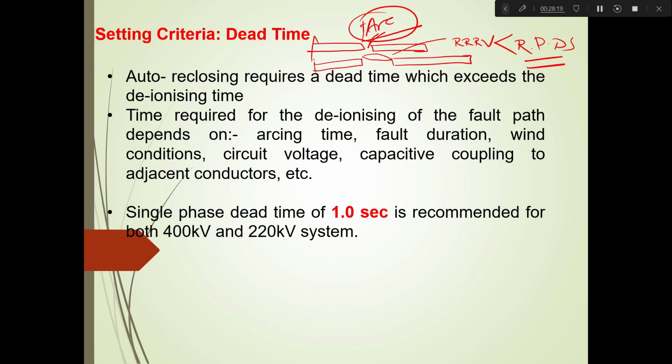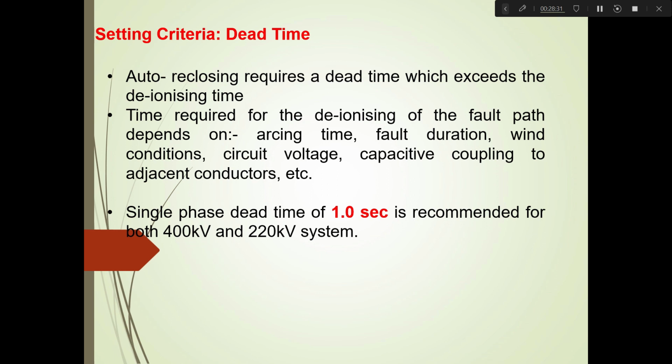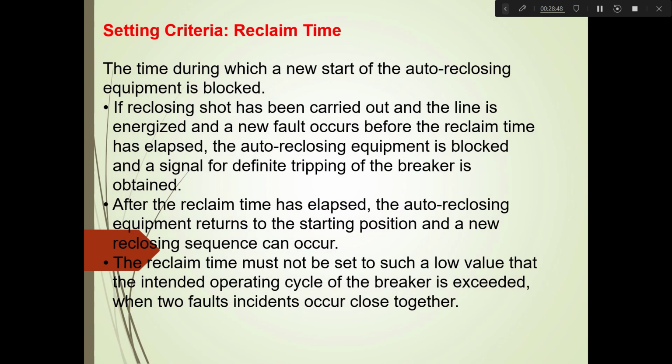And this dead time in PowerGrid is generally set as 1 second, and this depends upon various factors like the voltage level, the speed of the breakers, the type of the breakers, the capacitive coupling between the adjacent conductors, as well as the fault duration and wind conditions. So there are multiple factors on which it depends, but generally in PowerGrid we select it as 1 second. Then reclaim time.